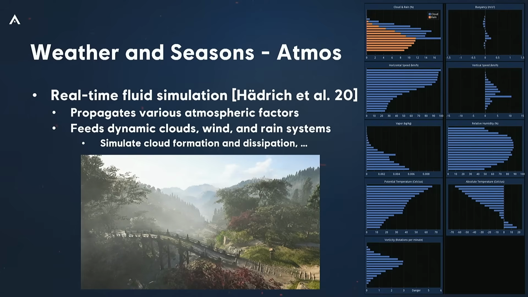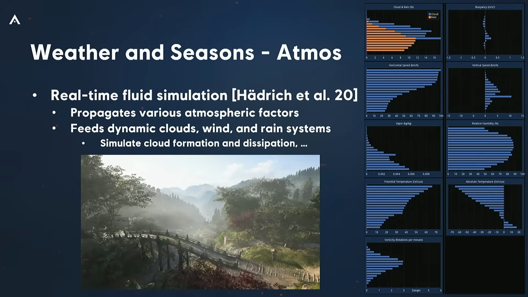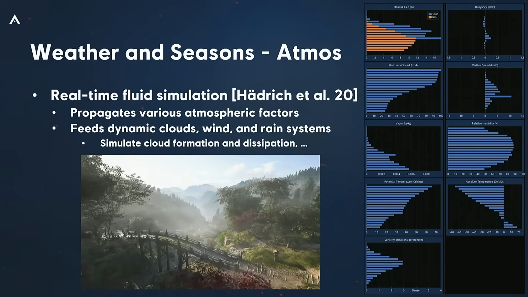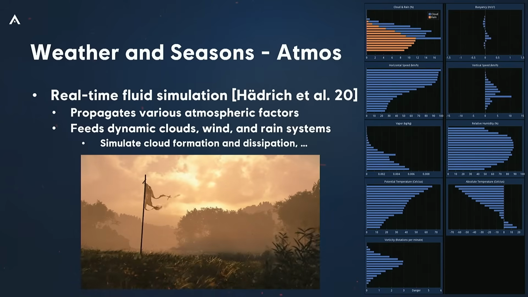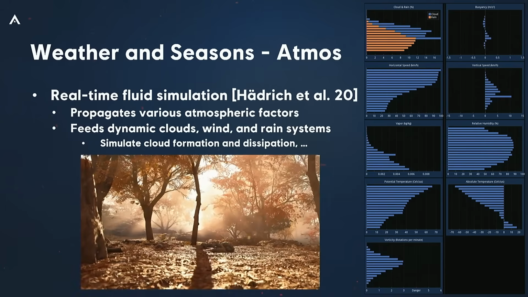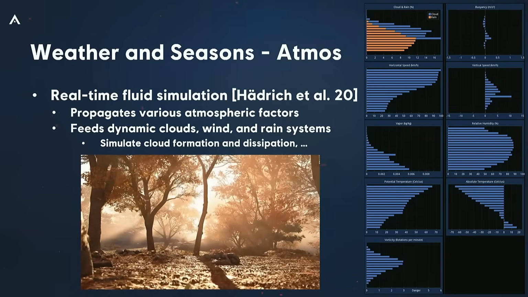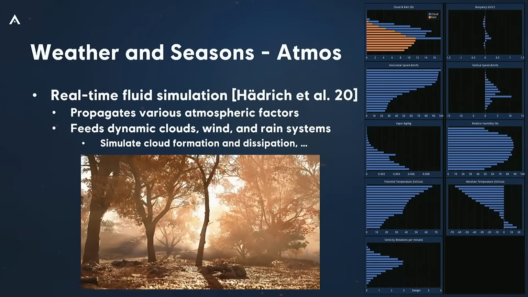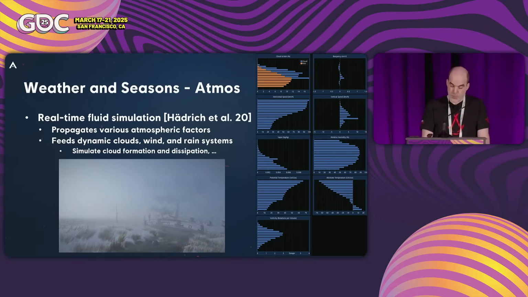It simulates and propagates atmospheric factors with a fluid simulation, such as vapor, temperature, and humidity, and it collides the wind using low-resolution voxel data at runtime around the player. These quantities are fed to various systems, such as volumetric clouds, to drive their formation and dissipation, but also wind and rain. And on the right, you can see some quantities that we simulate as a function of the altitude.